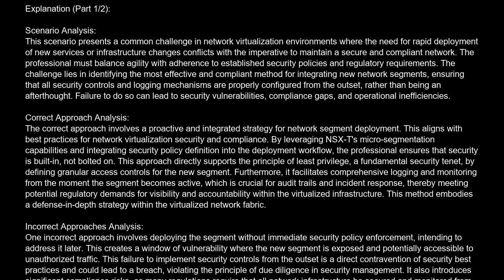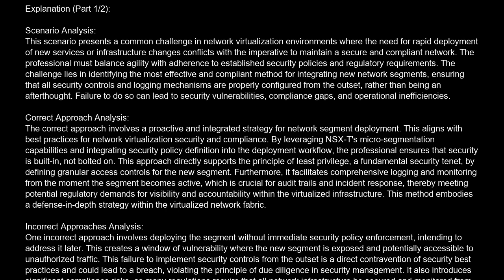This scenario presents a common challenge in network virtualization environments where the need for rapid deployment of new services or infrastructure changes conflicts with the imperative to maintain a secure and compliant network. The professional must balance agility with adherence to established security policies and regulatory requirements.